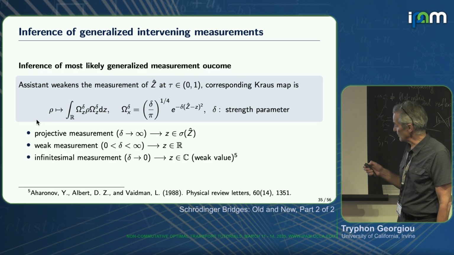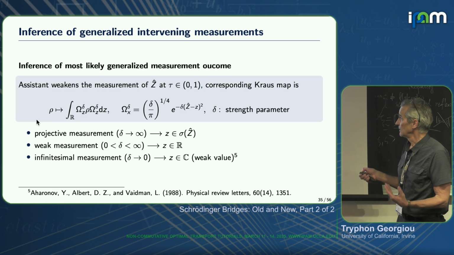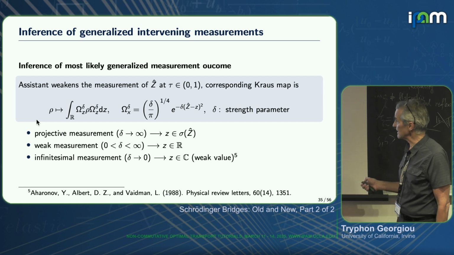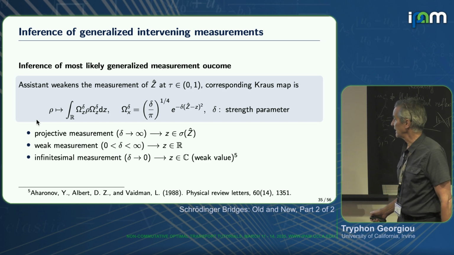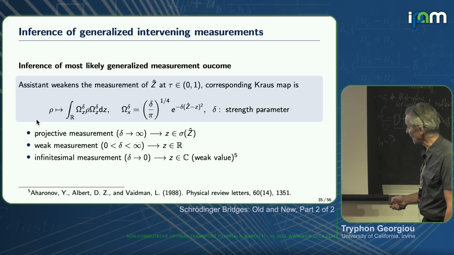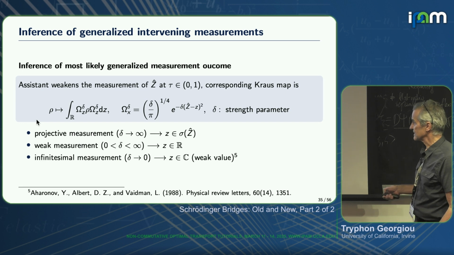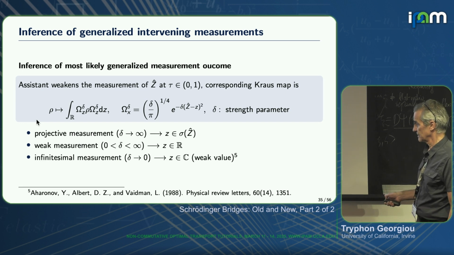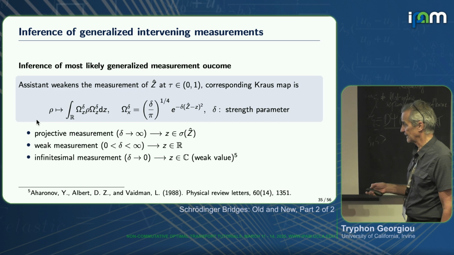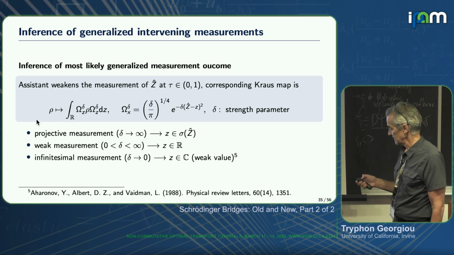You can do the same thing with weakening the measurements, generalized measurements of various sorts. So the assistant can weaken the measurement. You just have a different Krauss map in the middle. You can have projective measurements, etc. And this extends in different ways the program of Aharonov, Albert, and Vaidman.